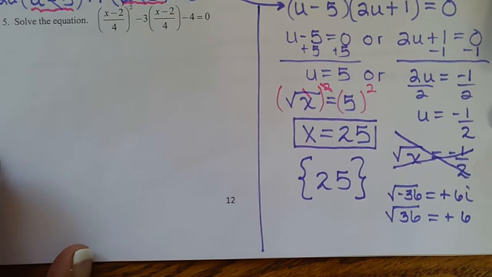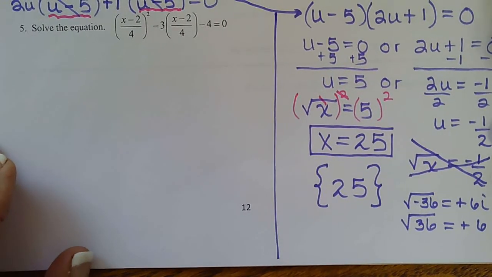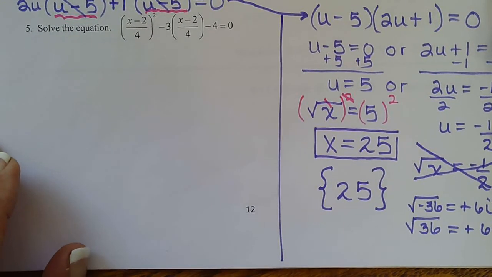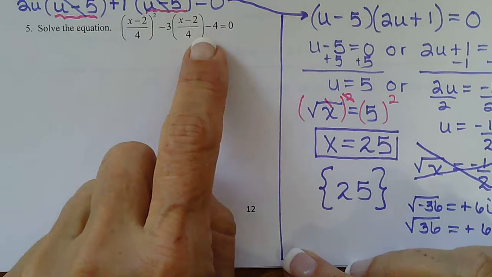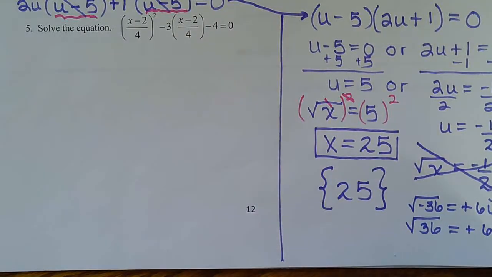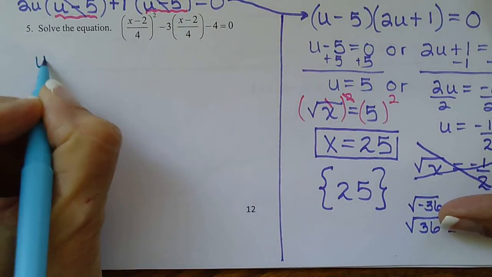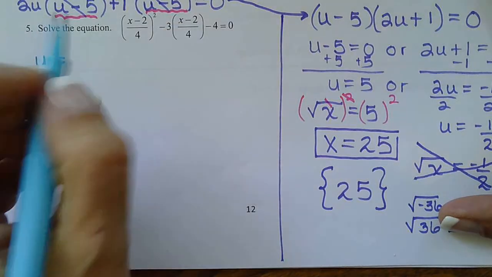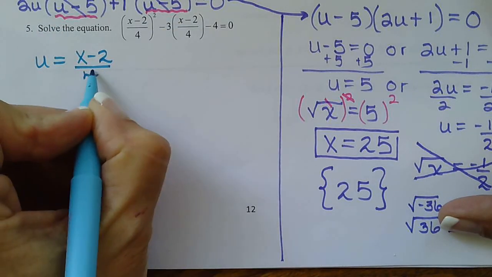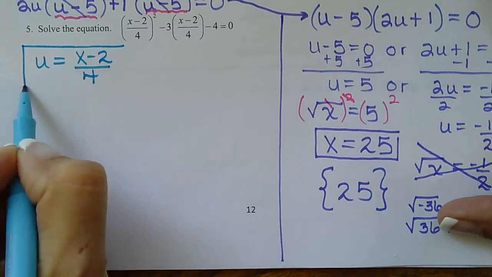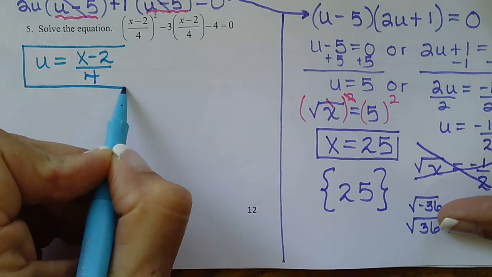Okay, let's start number 5 on this paper, and then maybe you want to have another paper handy on the side because I have a feeling we're probably going to have to continue it on a second sheet since we already used half of its space. So just like any other problem, I look at the middle term and I know that's u. So u equals the variable part, x minus 2 over 4. So box that, because we know we're going to have to come back to that later.